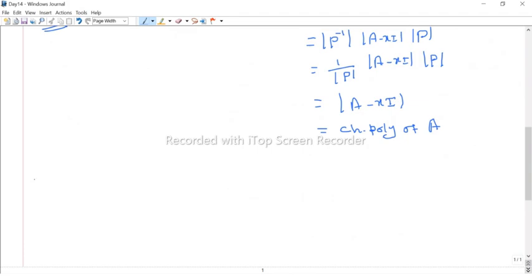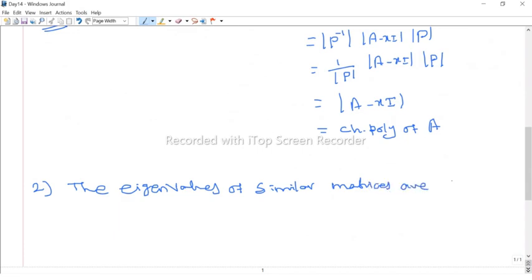Okay, so maybe the second property: the eigenvalues are the characteristic roots. The eigenvalues of similar matrices are the same, because the characteristic polynomial is the same, therefore the roots are the same. Therefore the characteristic roots, that is the eigenvalues, of similar matrices are the same.